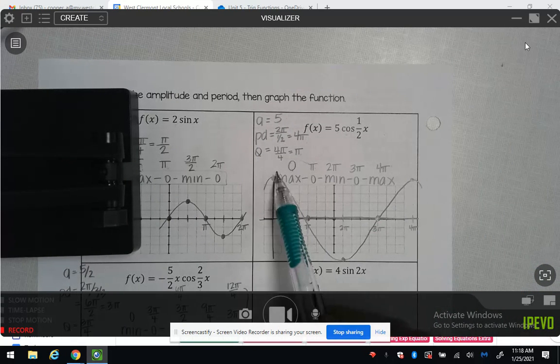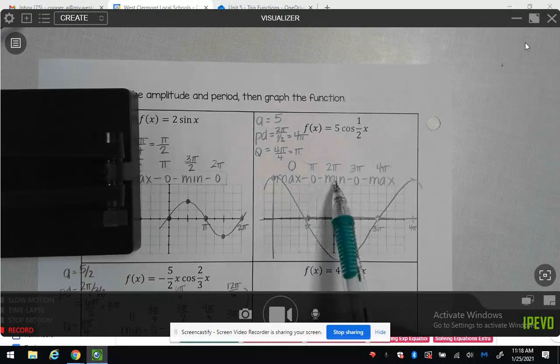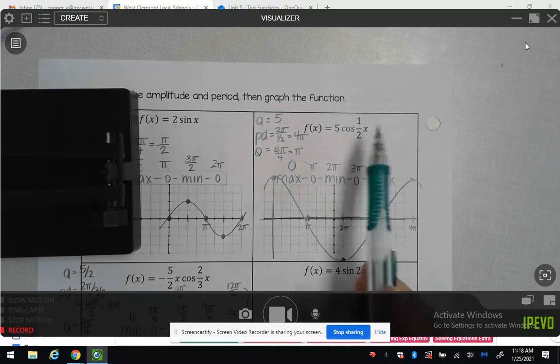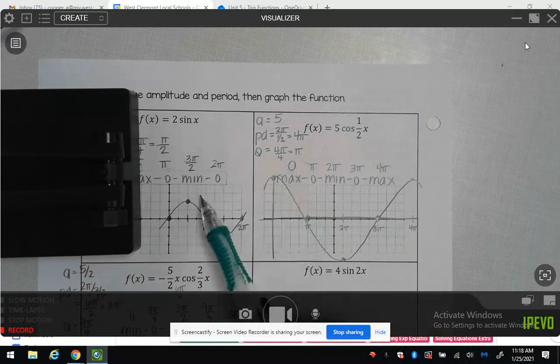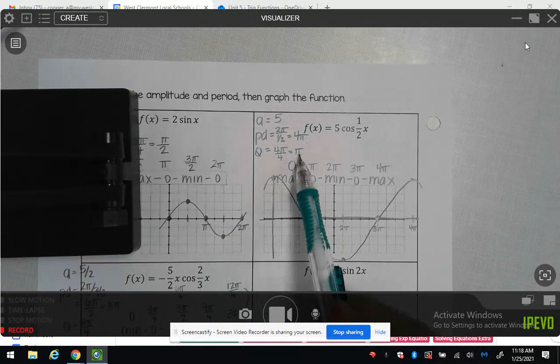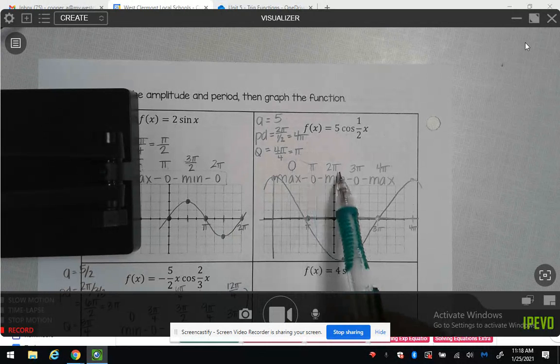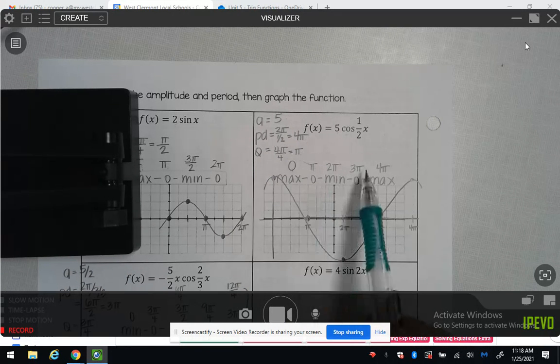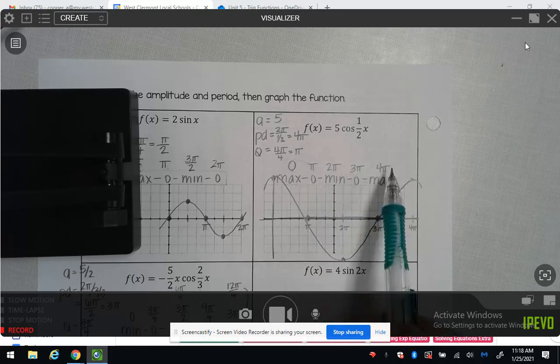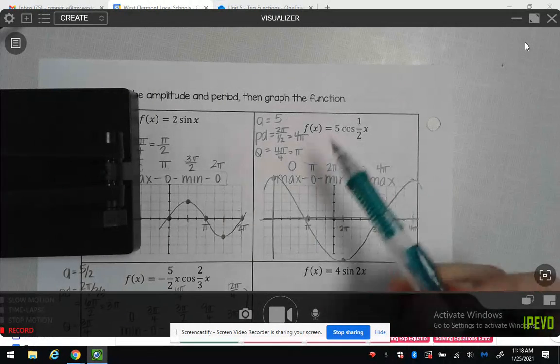Okay, my cheat for my cosine: max, 0, min, 0, max. Cosine starts at 0, and just like with sine, we're going to add pi. 0 plus pi is pi. Pi plus pi is 2 pi. 2 pi plus pi is 3 pi. And 3 pi plus pi is 4 pi. Now we're just graphing our points.